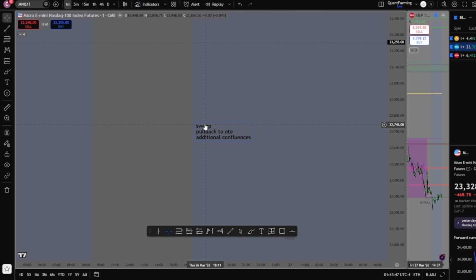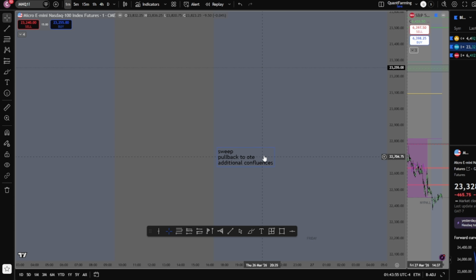Now, these are the three things that the mechanical model itself calls for. First things first, we have a sweep, a fake sweep, real sweep of a high or a low. Doesn't really matter what it is. A pullback to your OTE. OTE stands for your optimal trade entry, and then you can use additional confluences as well. So let's get into the mechanical model itself.